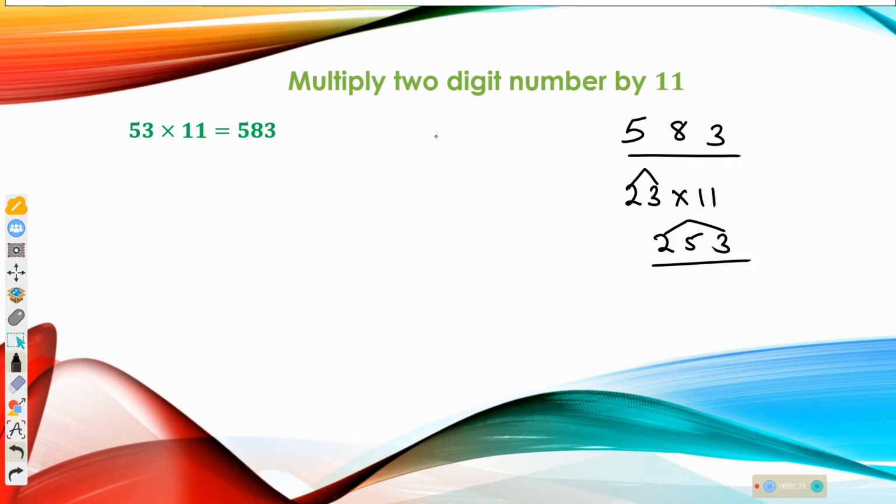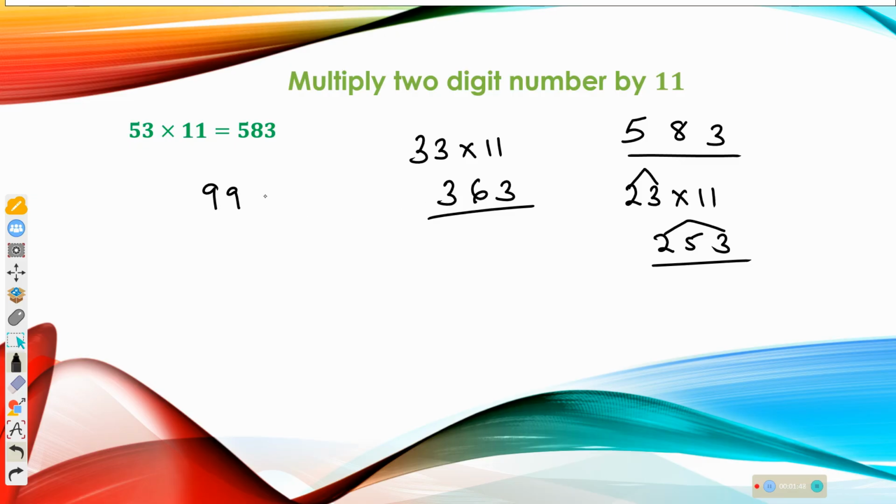Hey, let us try another number. If you have a number like 33, you are multiplying it with 11. Hey, how do we get the answer so fast like that? Simply write 3 and 3, add 3 with 3, get 6. And that will be your answer. Hey, what is the logic behind it?